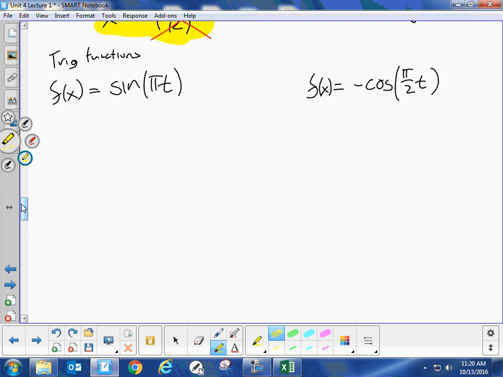Okay, we could have some trig functions. This is just a reminder of having to solve trig functions set equal to 0 when we have something other than just x. Here we have sine of pi t. I don't know why I have f of x. It should be f of t. The variable should be the same.